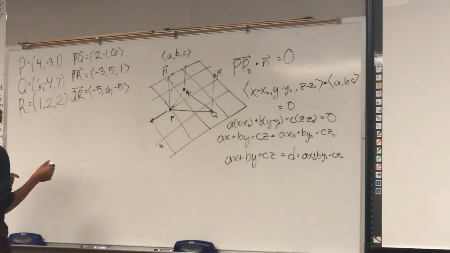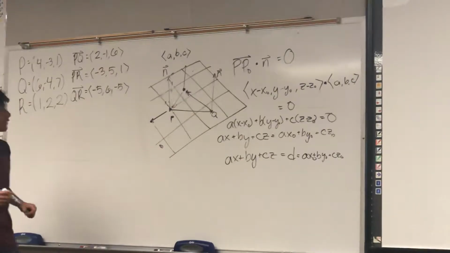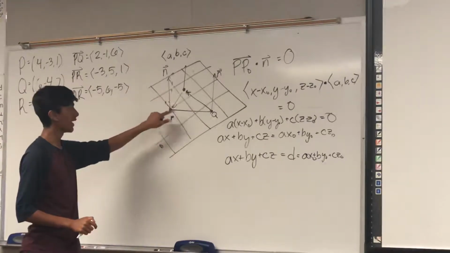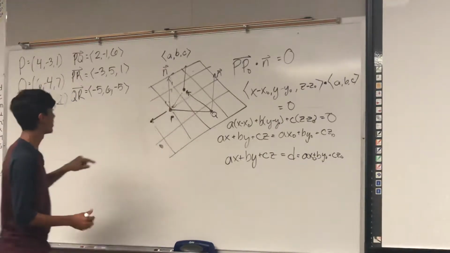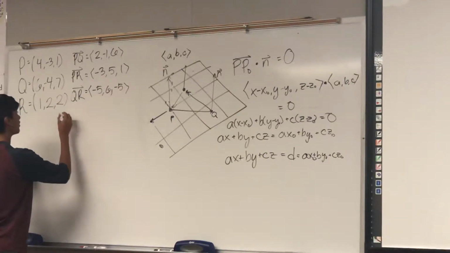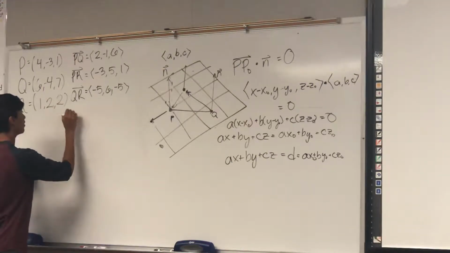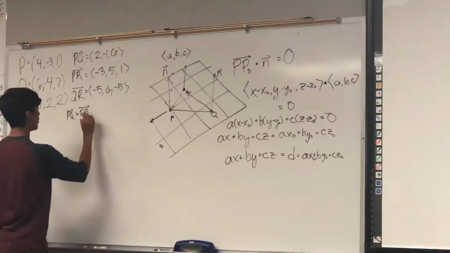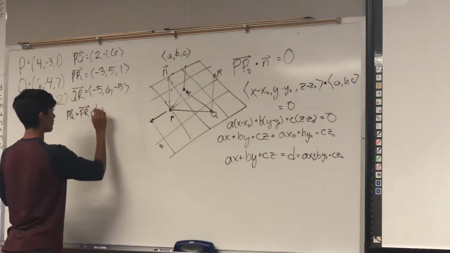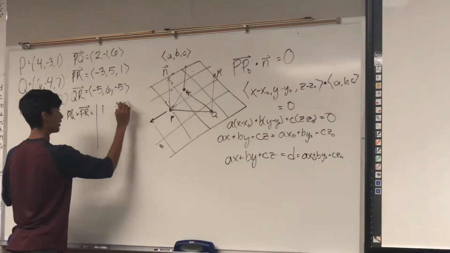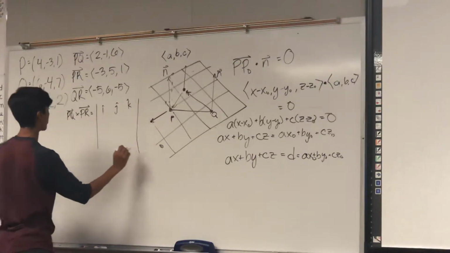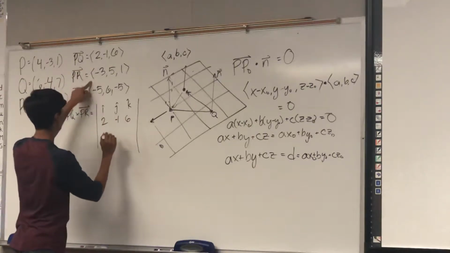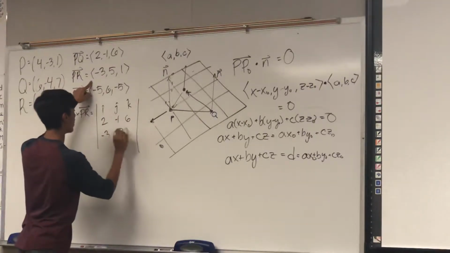So, for one of them, let's say we want to find the normal vector at P. That would be the cross product of the vectors using P as a point. So that would be PQ crossed with PR. That's equal to the determinant of i hat, j hat, k hat, and then the components of PQ, 2, negative 1, 6, and PR, negative 3, 5, 1.